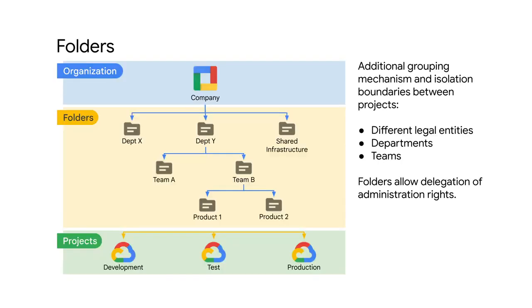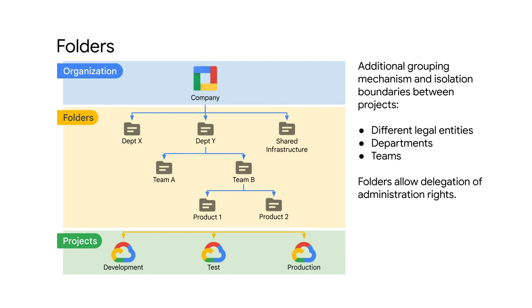Let's talk more about folders because they can be viewed as sub-organizations within the organization. Folders provide an additional grouping mechanism and isolation boundary between projects. Folders can be used to model different legal entities, departments, and teams within a company. For example, a first level of folders could be used to represent the main departments in your organization, like departments X and Y. Because folders can contain projects and other folders, each folder could then include other subfolders to represent different teams, like teams A and B. Each team folder could contain additional subfolders to represent different applications, like products 1 and 2.